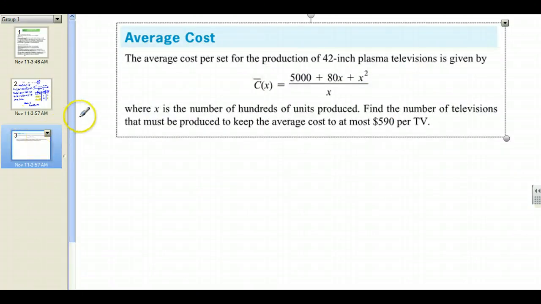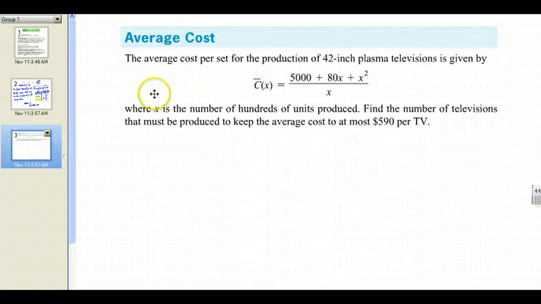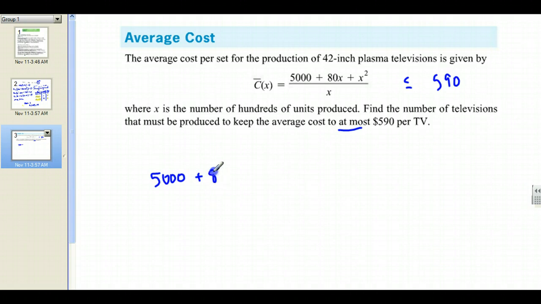Then here's one that's a rational function, a rational inequality. So there's our average cost function, and we want to find something. What should x be to keep our average cost at most 590 per TV? So at most is a less than or equal to. So there's our inequality: 5,000 plus 80x plus x squared, all over x, is less than or equal to 590.